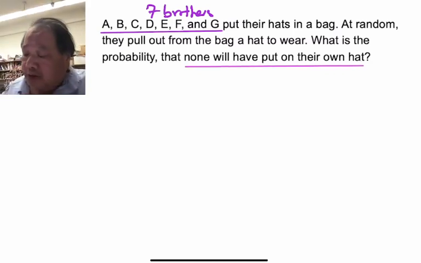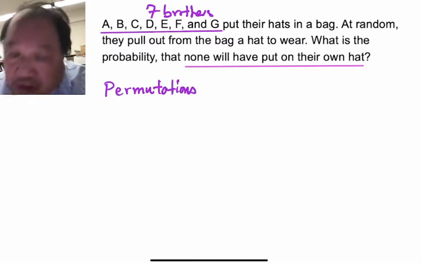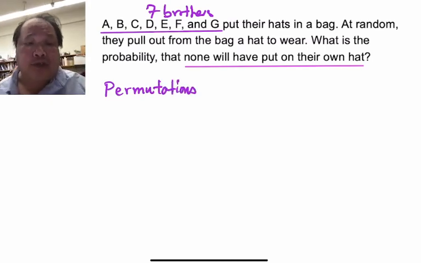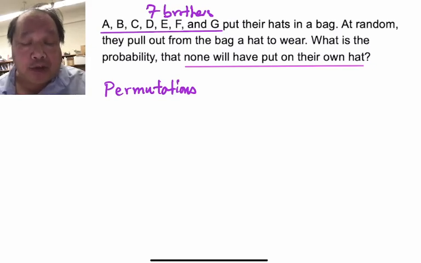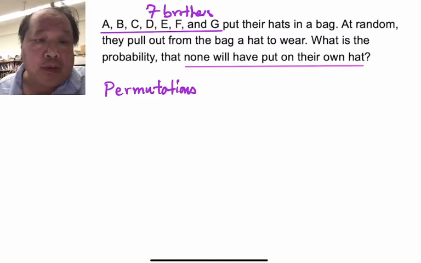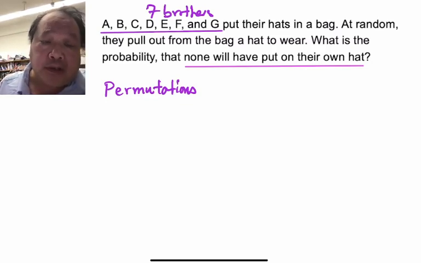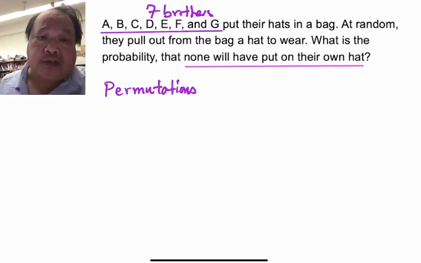And this problem is an example of a problem from the subject of permutations. And the secret to solving permutations problems is to be very logical in one's thinking through to the solution. So, how will we approach this? Well, my first thought looking at this problem is that's a lot of brothers, and there's going to be a lot of different ways they can put on hats.